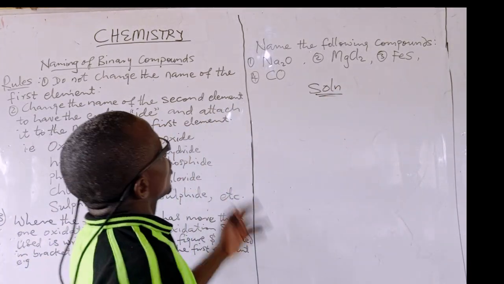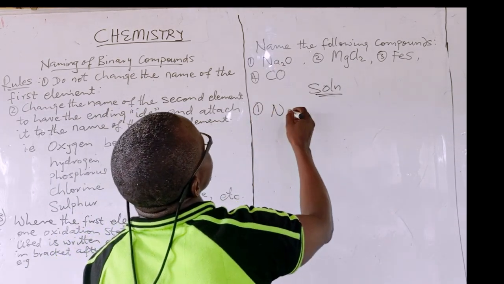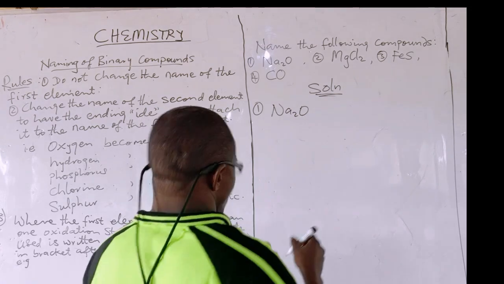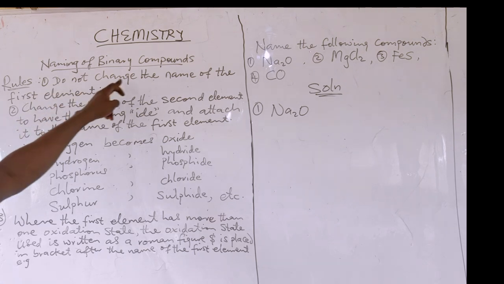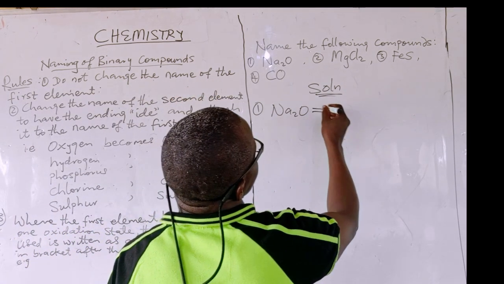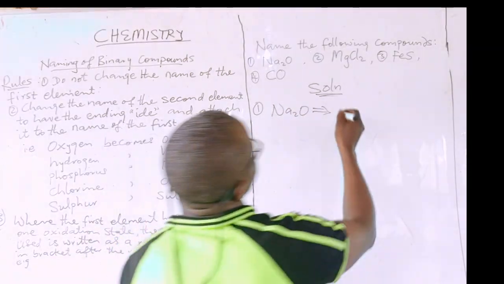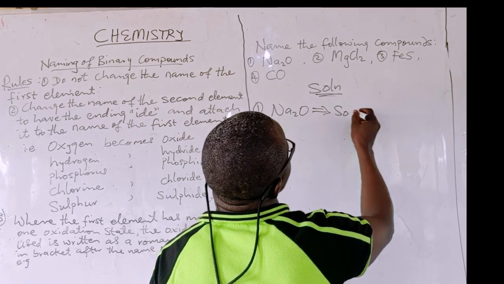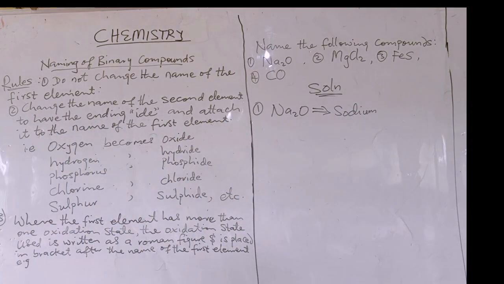Solution number one: we want to name Na2O. Now, the instruction: let's go back to our rules. The first rule said, do not change the name of the first element. So I will now say the name of the first element. Na means what? Sodium. So I will not change it. I will write sodium. Now, I'm done with that rule.